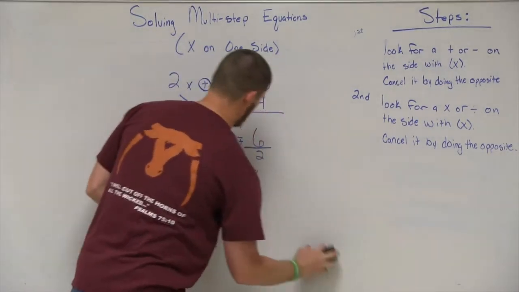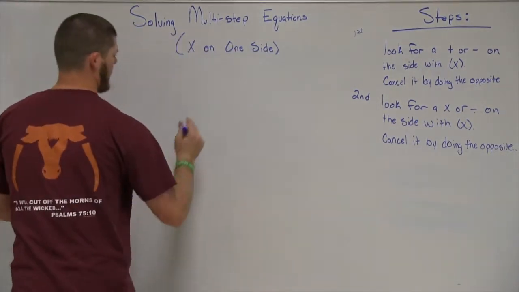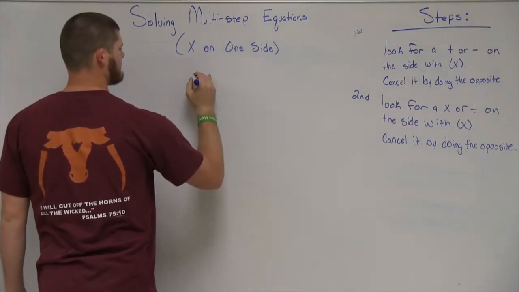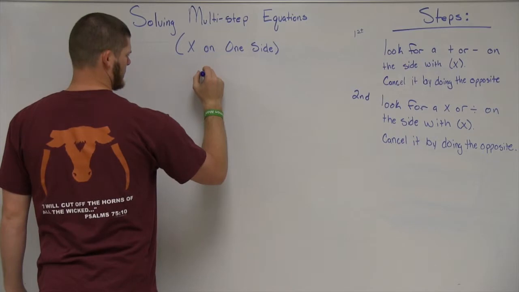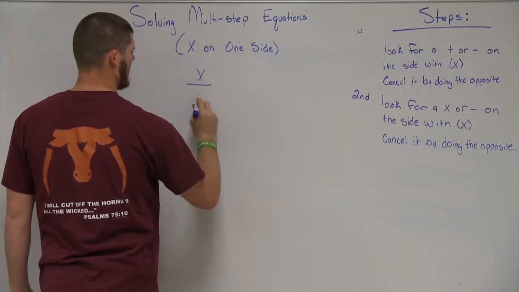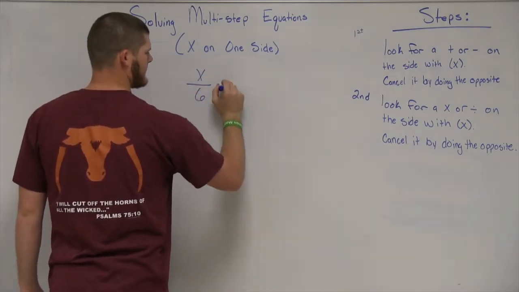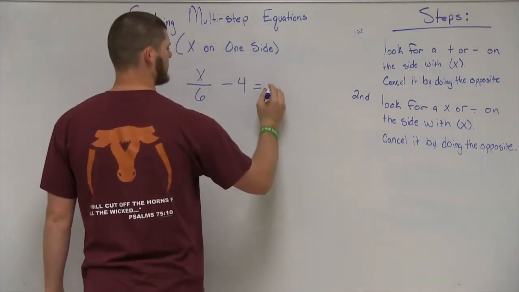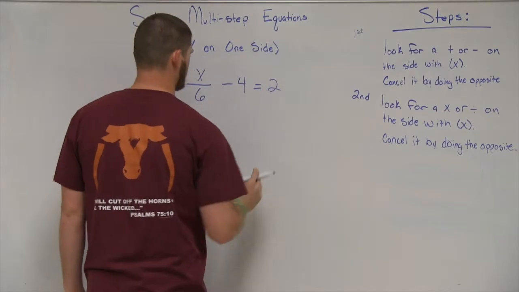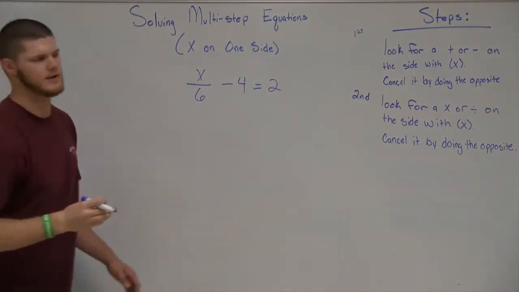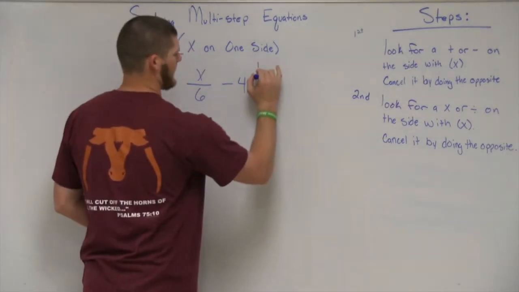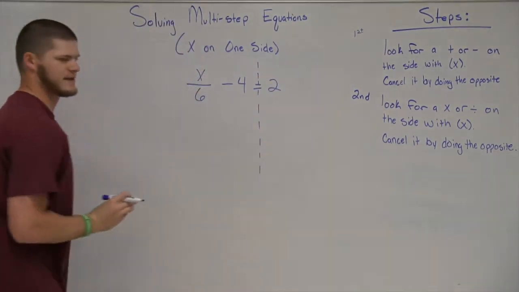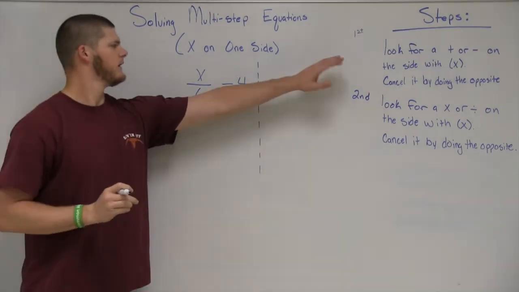I want to look at just one more. Let's say that we have the equation x divided by 6 minus 4 equals 2. All right, so let's set up our equation. We're going to do our divider sign here, down the middle. Keep track. Follow our steps, just like we do on any other equation.